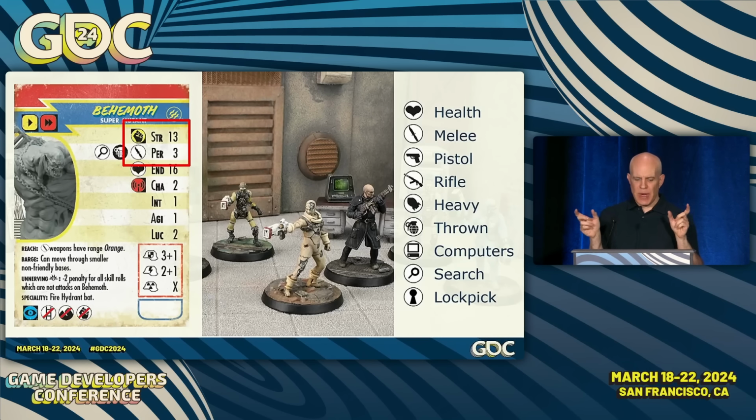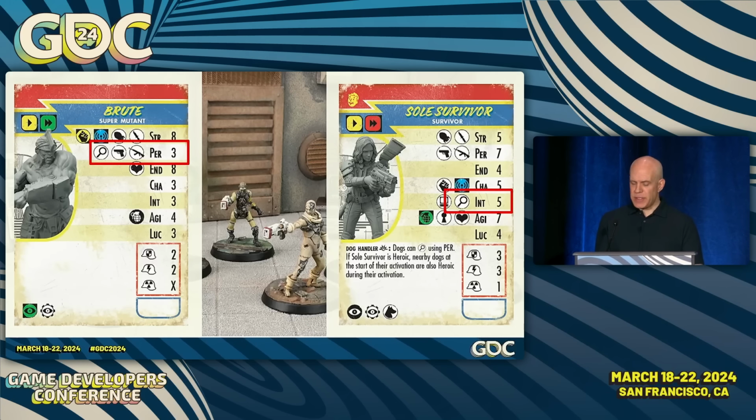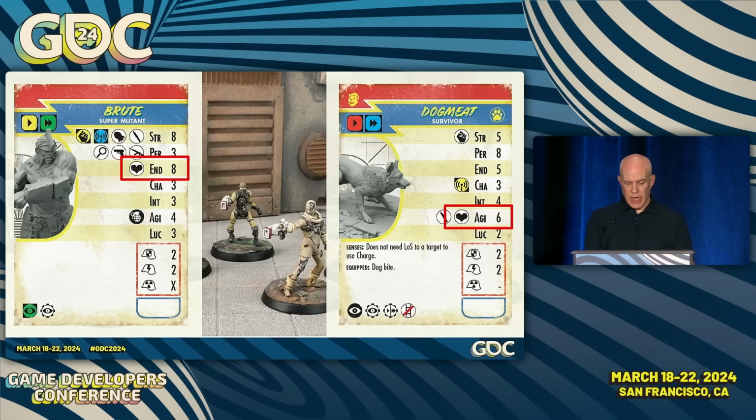So I could detach those two elements. I made their strength 13, but attached the melee skill to their perception, which is only 3. If strength had always determined melee, then that wouldn't have been possible. They'd be really strong and then would always be hitting really well all the time. So different characters could use different stats for the same skill. For search, for example, a brute uses their perception, but a soul survivor uses their intelligence. Similarly, for health, a brute, a super mutant, can survive in combat because they're tough, using their endurance, whilst Dogmeat, one of your companion dogs, can survive in combat because they're agile.